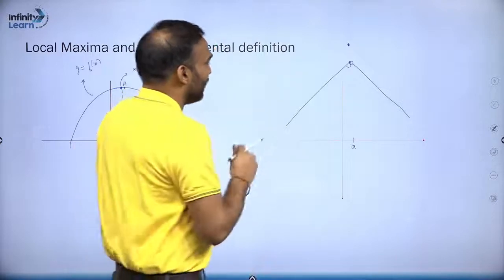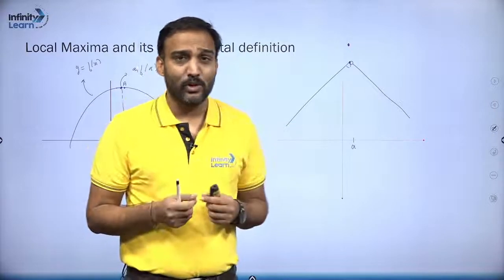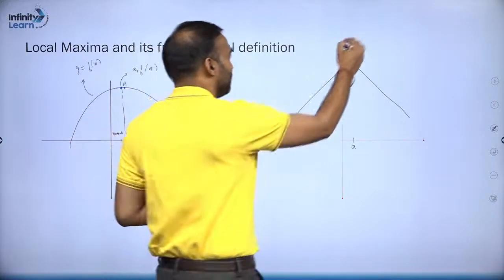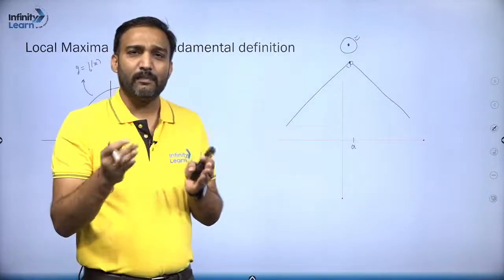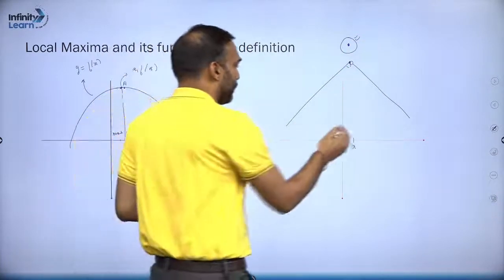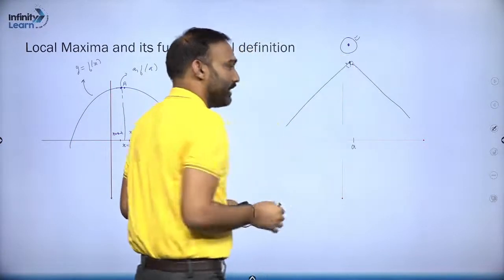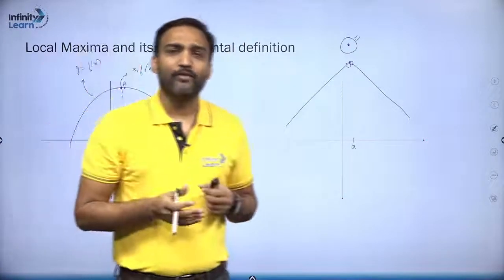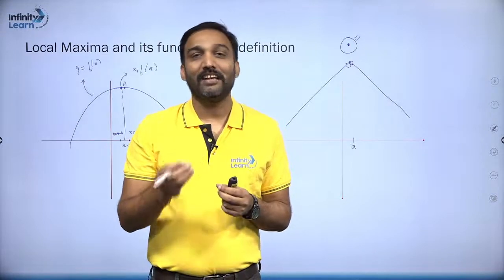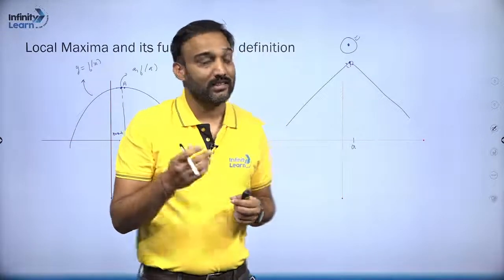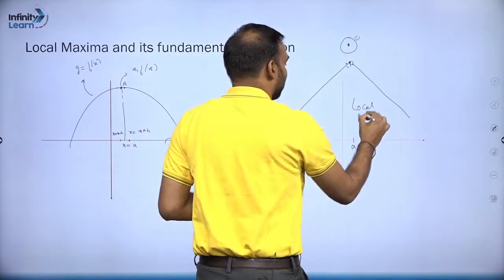Anyways, so over here if I talk about point a, now look at the value of the function at x is equal to a. The value of the function would be over here. This is the value of the function. Whereas if I check in the neighborhood of a, whether you take a plus h, you will be over here, and if you take a minus h, you will be over here. So I can say the value of the function at x is equal to a is higher than the value of the function at x is equal to a plus h or a minus h. Hence, I can say this is a case of local maxima.